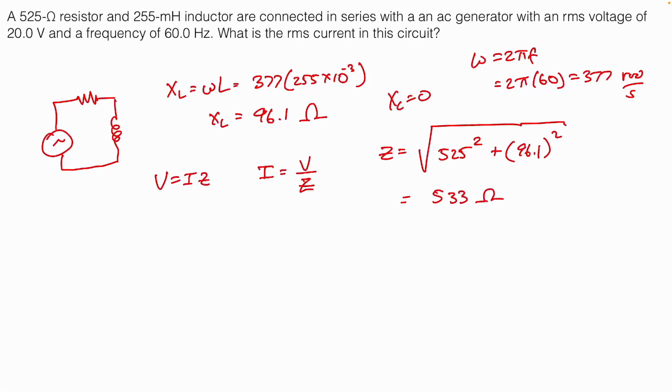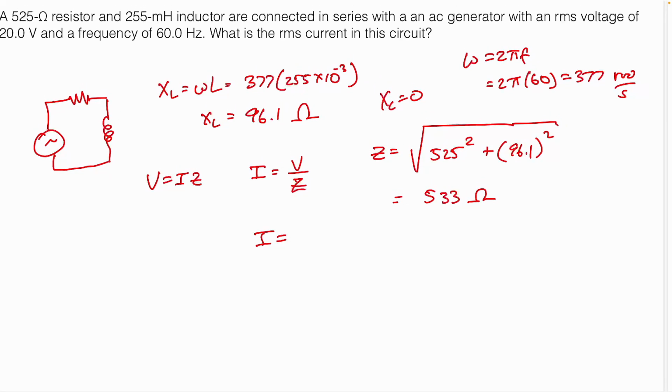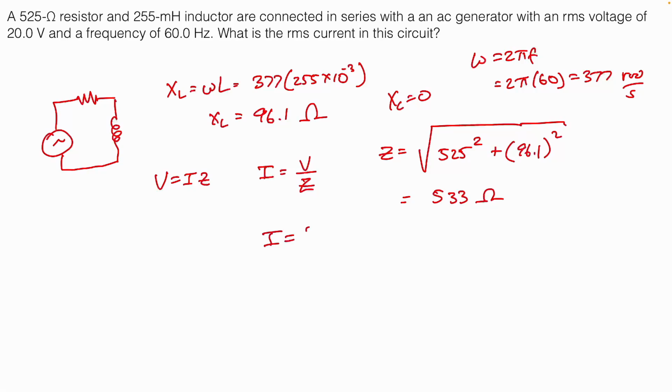All right. Let's see, where was I? Calculating the current. What's my voltage? 20 volts divided by 533. What's 20 divided by 533? Or 37 milliamps.